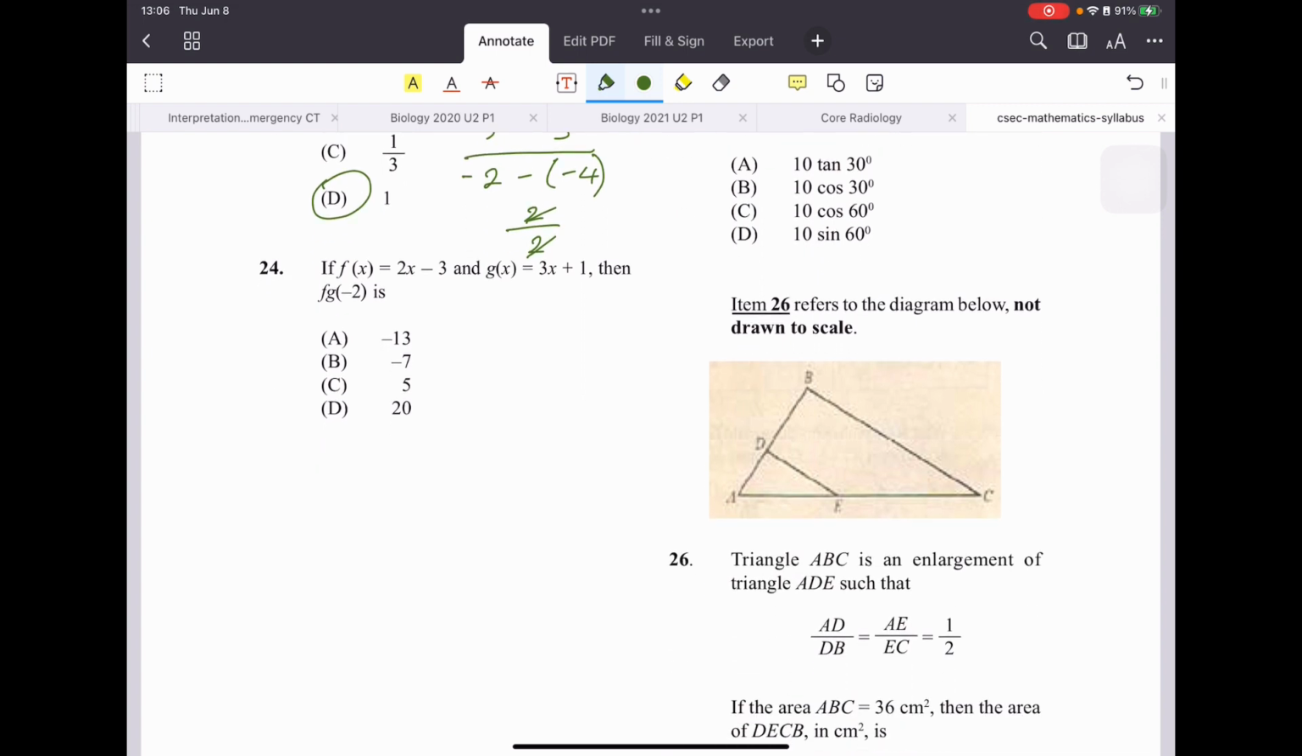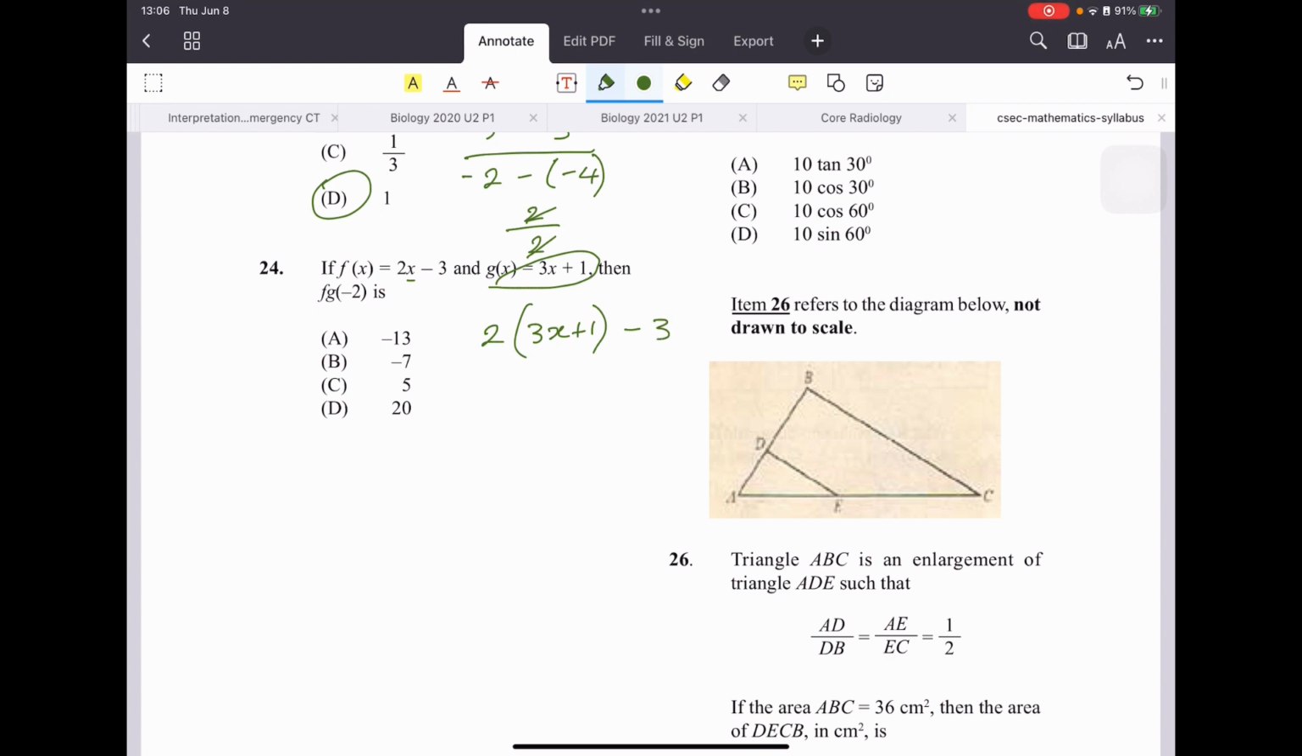So 24, if f of x is 2x minus 3 and g of x is 3x plus 1, then fg of x of minus 2, fg of minus 2, is. So all we have to do is wherever we see x in the function f, we put in the entire function g of x in. So this is going to be 2, and wherever we have x, we put the entire thing. 3x plus 1 minus 3.